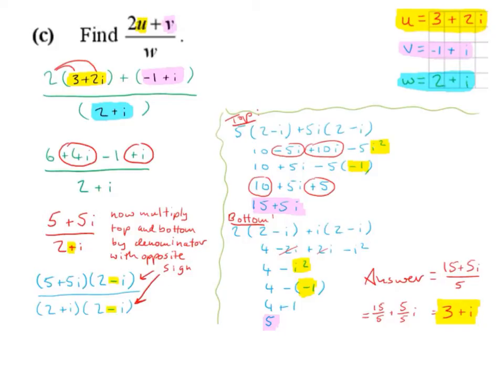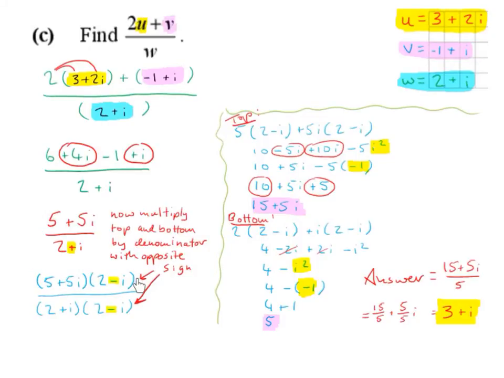So we're going to multiply the top and the bottom by the denominator with the opposite sign. So we multiply 5 plus 5I by 2 minus I, and then 2 plus I by 2 minus I as well. So 2 minus I is the conjugate of 2 plus I. So to get the conjugate of a complex number, you just change the sign of the I. So plus becomes minus. If it was a minus to begin with, it will become a plus. So then I'm going to work out the numerator.